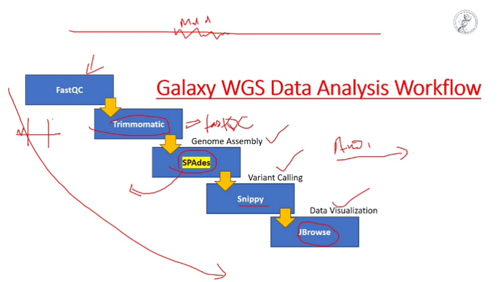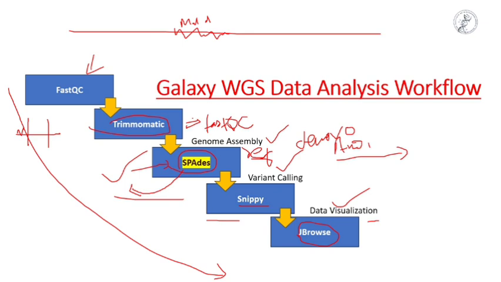So actually, what whole genome sequence data analysis is, is that we check the quality of the sequence, and the main thing is that we assemble the sequence using either a reference genome, here SPAdes is using a reference genome, or de novo by using overlapping sequences. So in both ways we assemble the sequence. This is the most important thing in DNA sequence analysis. And then we will do variant calling, and finally data visualization.